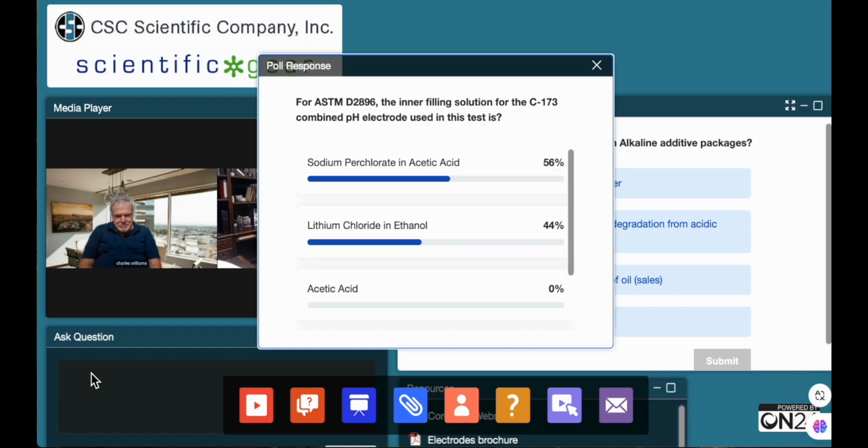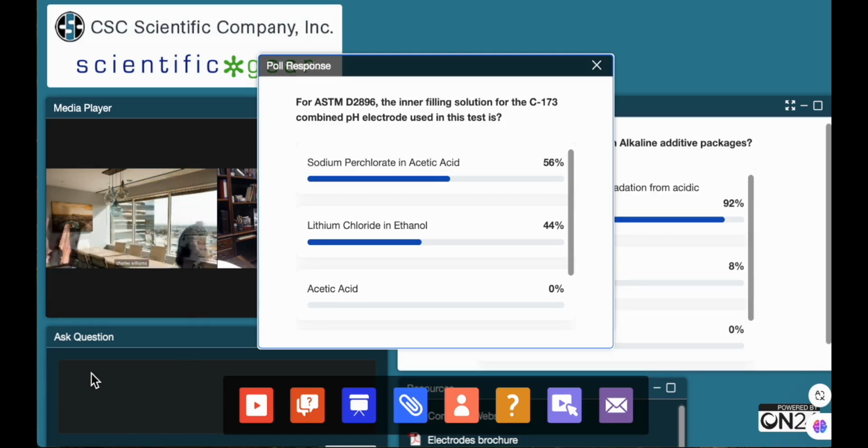Okay, let's see. 13 of 17 right now. Okay, let's go ahead. Here we go. 92% picked to protect the oils from degradation and from acidic compounds. And that is correct. That is the correct answer.